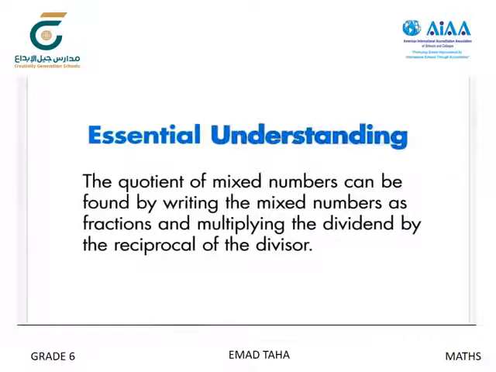The essential understanding for this lesson is the quotient of mixed numbers can be found by writing the mixed numbers as fractions and multiplying the dividend by the reciprocal of the divisor. Previously, students used the standard algorithm for dividing fractions. They have also written mixed numbers as fractions. In this lesson, students divide mixed numbers by writing them as fractions and applying the standard algorithm for dividing fractions.